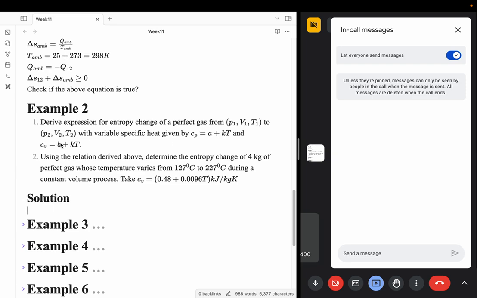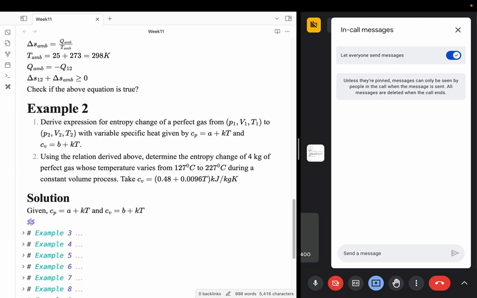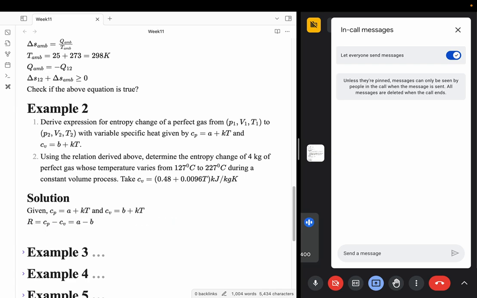I know the initial and final states. So given these states and given these equations for Cp and Cv, you have to derive the equation for the entropy change. Assuming this relation is still valid, Cp minus Cv equal to R, and R is constant. So how do I get delta S for this case?